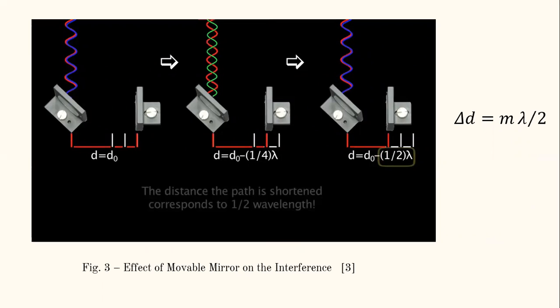Assuming the mirrors were equidistant from the beam splitter at the beginning, if the mirror moves a quarter of the wavelength, its phase shifts by pi, causing a destructive interference at the center. If the mirror moves half of the wavelength, its phase shifts by 2 pi, which produces a constructive interference at the center. By adjusting the mirror, this process can be observed repetitively and interference fringes can be counted. Using the number of interference fringes, which is m, we can calculate the wavelength of the light by the formula delta d equals m times lambda over 2, where delta d is the displacement of the mirror.